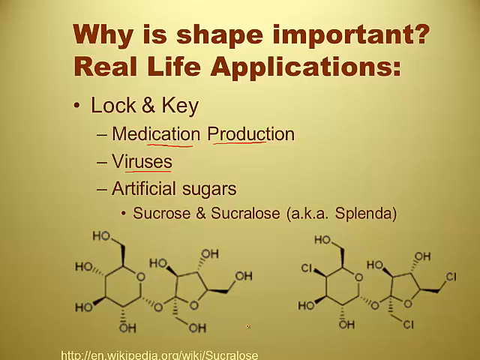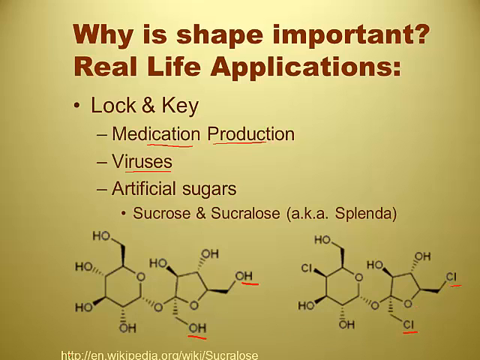It turns out that your taste buds are lock and key. Certain shapes taste a certain way. Sweet tastes a certain way, so you look for a certain shape. Most of the artificial sugars look like real sugars. On the left side here, we've got a real sugar, sucrose. On the right side, we've got Splenda, which is called sucralose. There's a very slight difference. They're shaped almost the same.